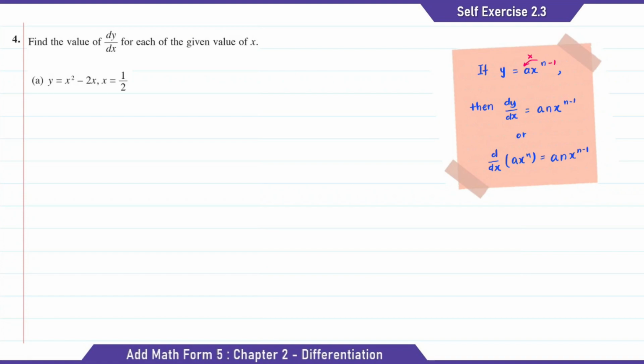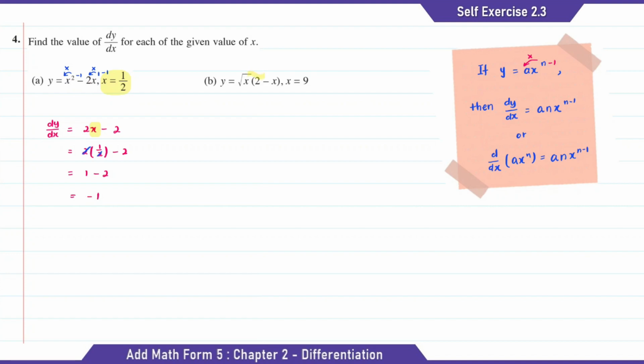Question number 4. Find the value of dy/dx for each of the given values of x. So for question A, here we can differentiate it straight away. Here we're going to get 2x minus 2. So here, when the value of x is equal to 1 over 2, to find the value of dy/dx, just substitute the x here with 1 over 2. Simplify this. This is equal to 1 minus 2. Then the answer is negative 1.